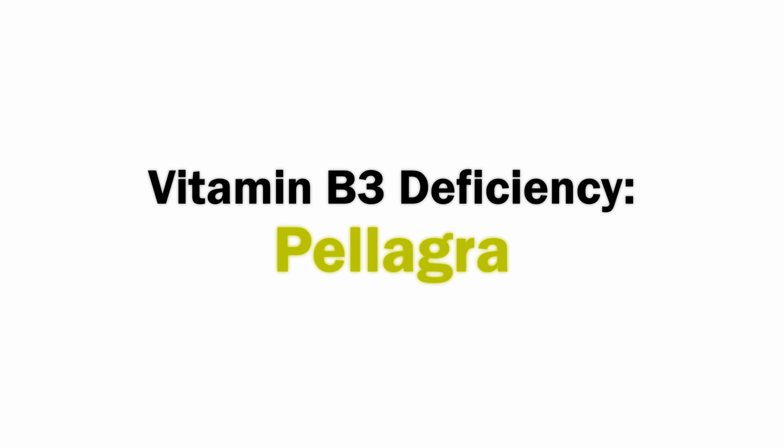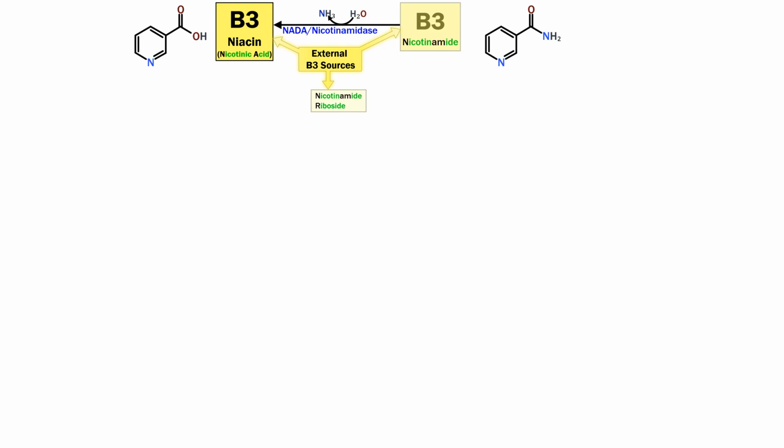Deficiency of vitamin B3 is known as Pellagra and is of more clinical and historical significance than vitamin E or riboflavin deficiency. The name comes from an Italian phrase meaning rough skin. Let's look at B3 metabolism. The two most common dietary or supplement forms of vitamin B3 are niacin and nicotinamide.